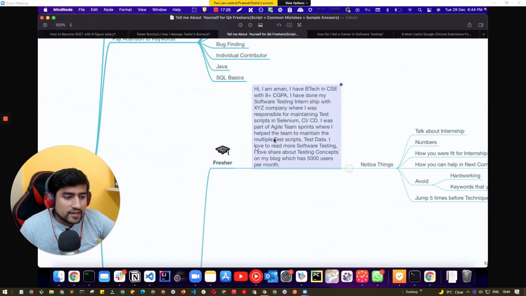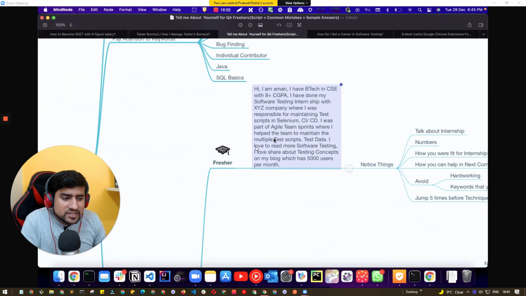So you can say, "I have done my BTech in CSE with an 8.6 GPA." Say numbers. "I have done my software testing internship." Now you have to modify a couple of things, because even as a fresher applying for that job, you should be fit for the job. I told you again, fit for the job. You have to include any internship experience or any weekend project.